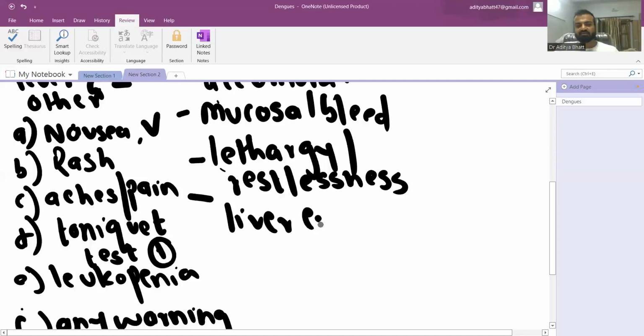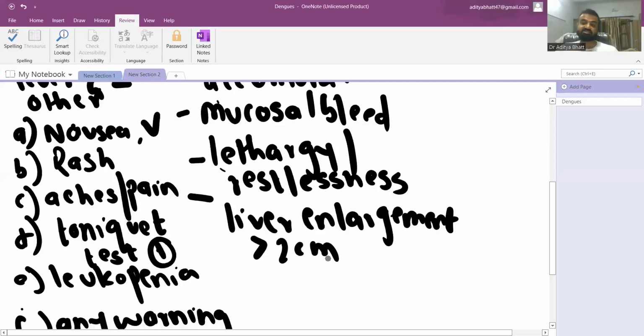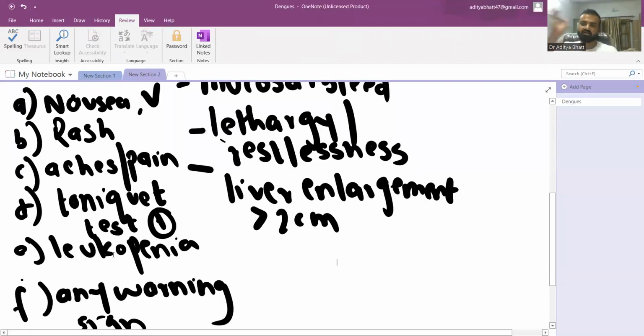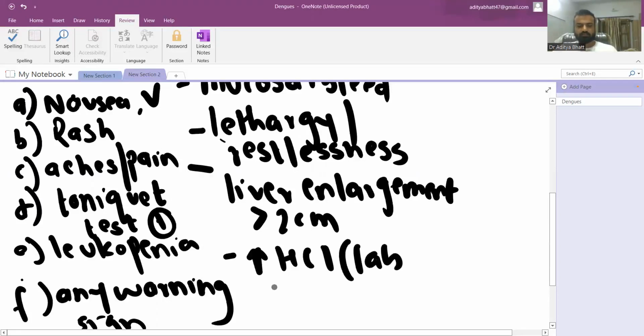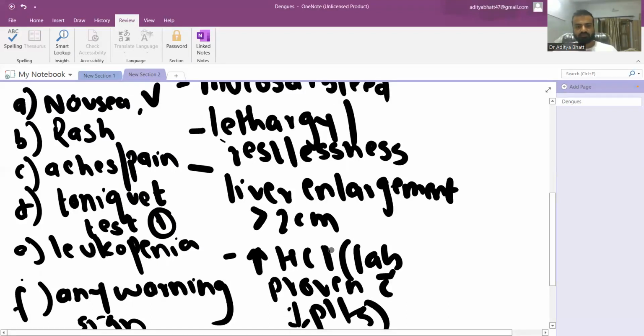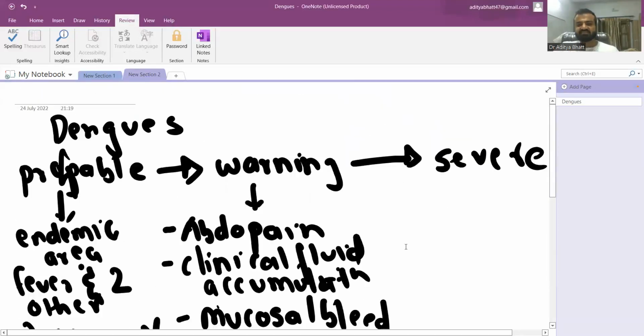There is liver enlargement, hepatomegaly more than 2 centimeter, which is suggestive of severe hepatomegaly, which might occur due to right ventricular failure. Myocarditis is a very common complication in dengue, which might later lead to backflow, and there is liver enlargement more than 2 centimeter, or there is increased HCT, lab proven, with decreased platelet or thrombocytopenia. So these are the warning signs, and if these are present, you have to keep in mind that it might get converted into severe dengue at any point of time, and the patient might go into complications, and the patient might die as a result.